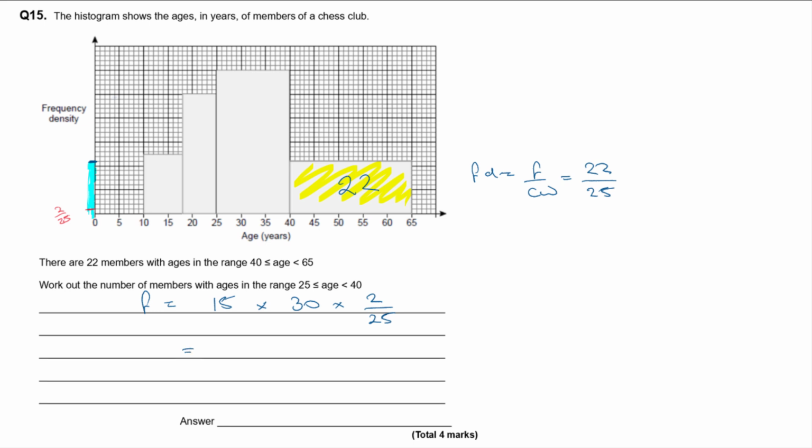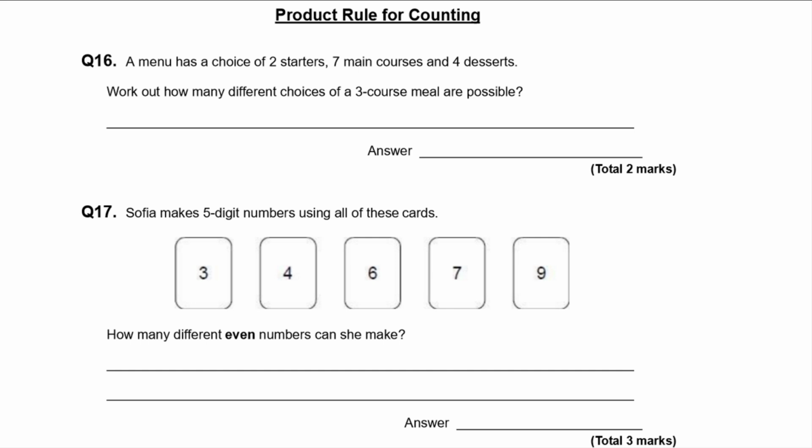So 15 times 30 times 2 over 25, I make that 36. So there are going to be 36 people in that 25 to 40 category there. Okay, 36 in there. Next section is product rule for counting, or another word for this is selection.